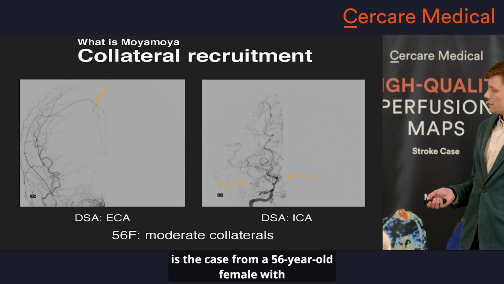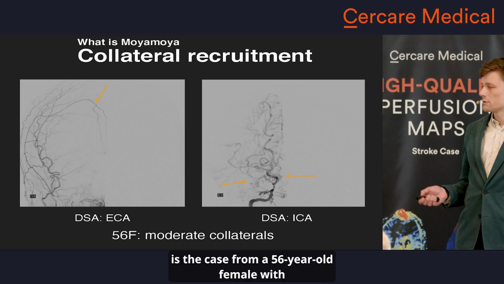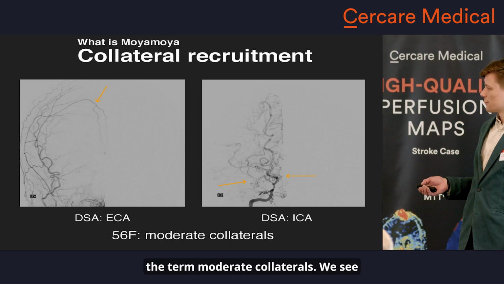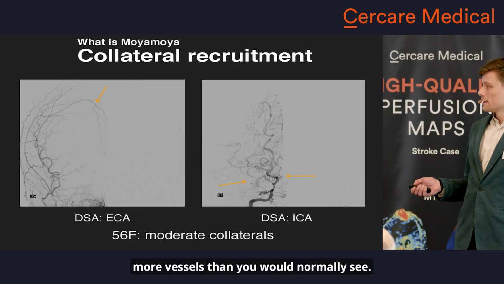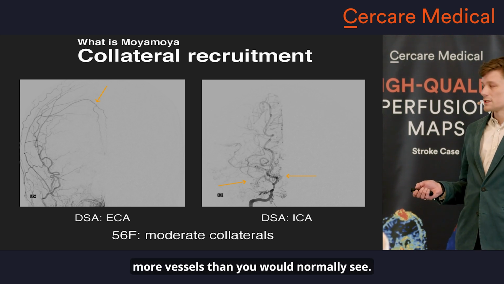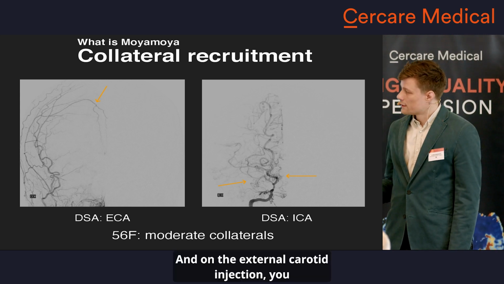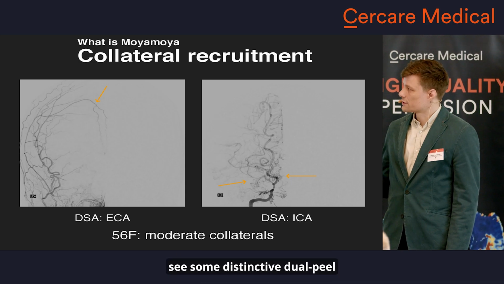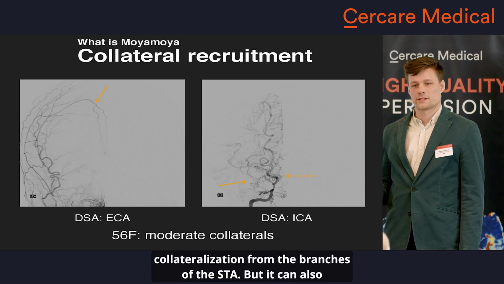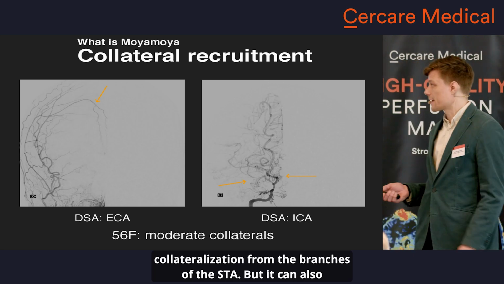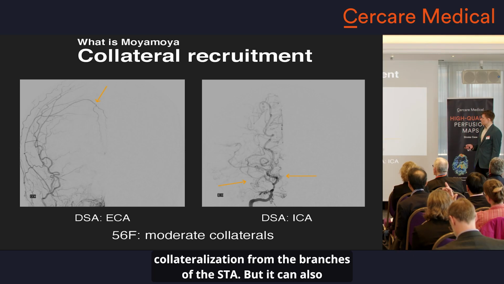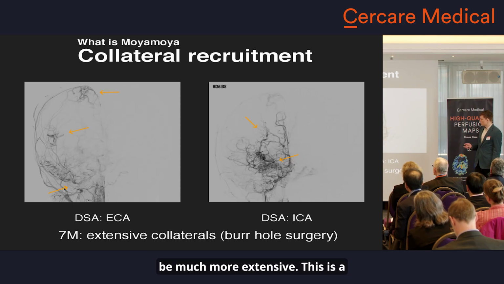This is a case from a 56-year-old female with what I would term moderate collaterals. We see centrally near the occlusion and in the basal ganglia more vessels than you would normally see. And on the external carotid injection, you see some distinctive dural collateralization from the branches of the STA. But it can also be much more extensive.